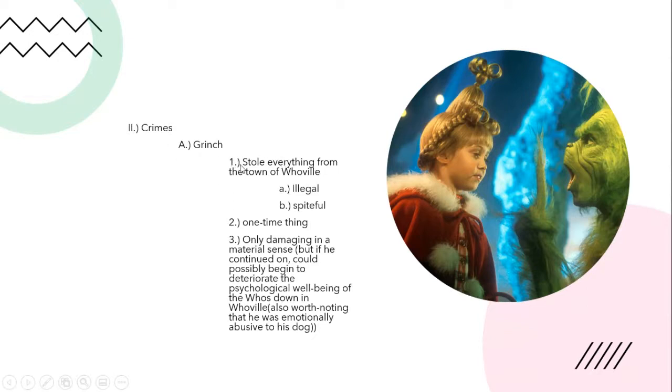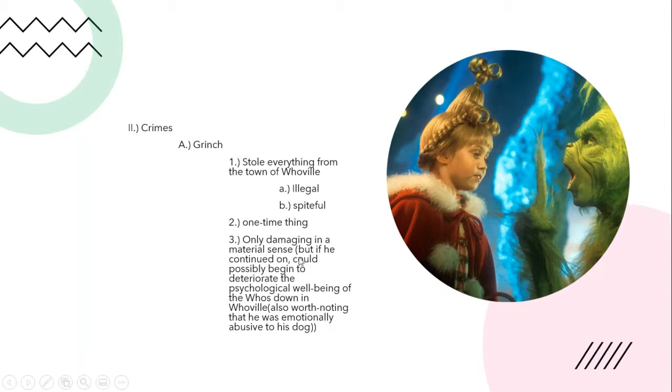So we'd break it down like this. We'd have the Grinch, who stole everything from the town of Whoville. You might mention that, to show the range of his crimes, they were illegal, they were spiteful, they were selfish. Even though I didn't put selfish here, I think it could fit. It was a one-time thing. He did this on one night. It wasn't a long habitual practice. He just stole Christmas one time.